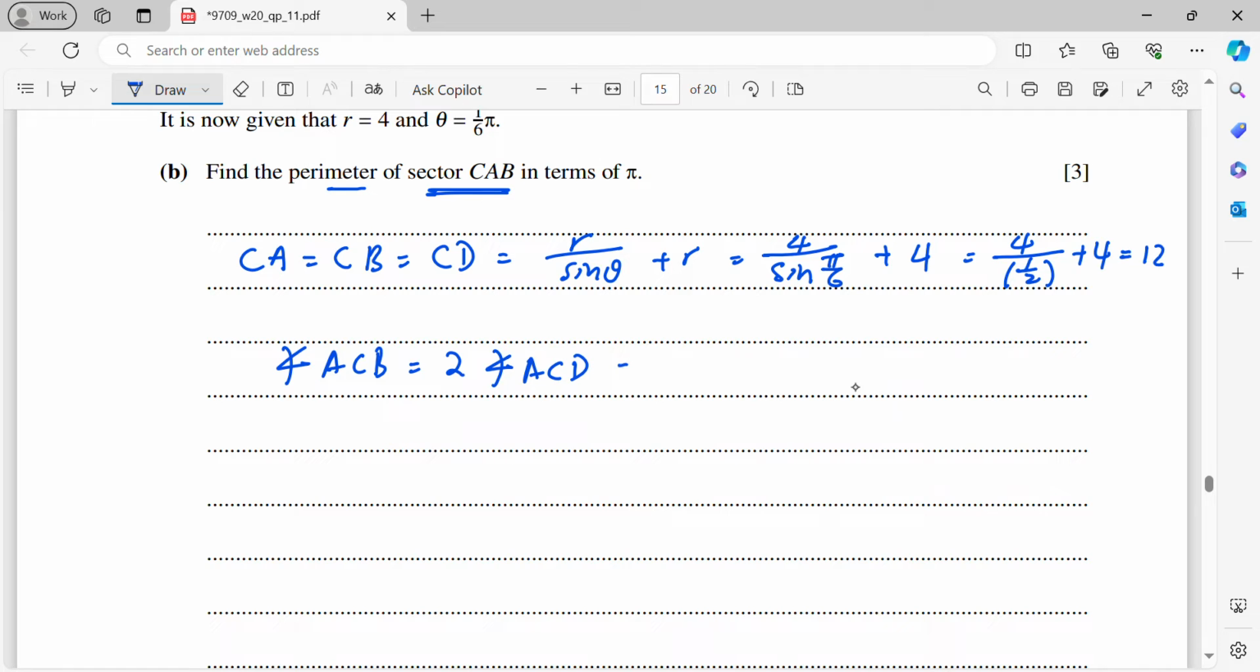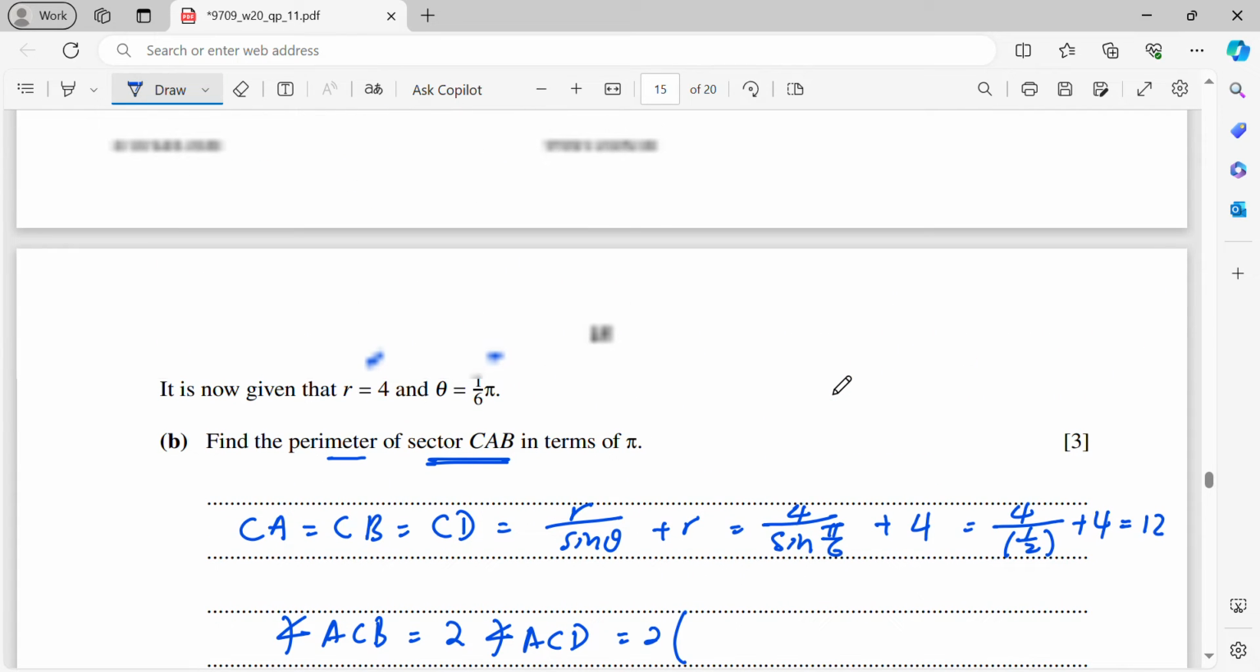That means this is 2 times 2 theta. I will write 2 theta, which is 2 times pi over 6. Then you are getting 2 over 3 pi. 1 over 3 pi, sorry, 1 over 3 pi.